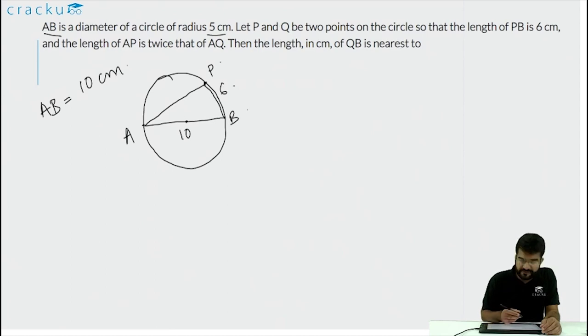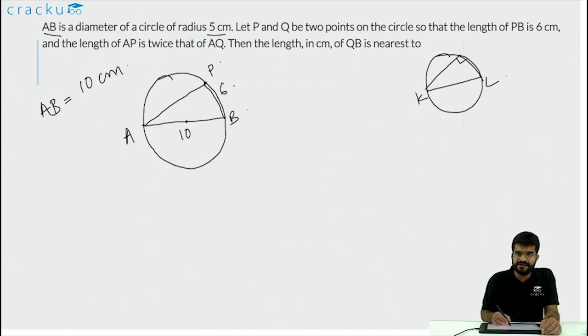Before we get into the calculation of AP, we should know one simple thing. If there is a diameter of a circle and you connect both ends of it to any point on the circle, it need not be any specific point, it will always be a right angle. Assuming this is K and L, this is the diameter. If you connect K and L to any point on the circle, they will form a right angle triangle. Any point on the circle when connected to the opposite ends of a diameter will always be a right angle. This is a theorem which you can remember.